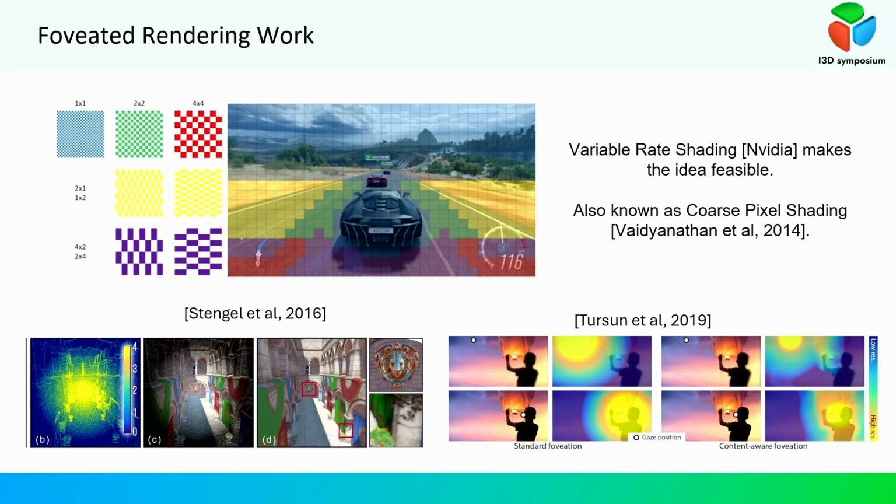Existing work on this includes variable rate shading, which is what allows us to do lower resolution rendering in specific parts of the screen to begin with, followed by work by Stengel et al., which tries to make the falloff from the fovea to the periphery much more accurate to the human visual system. Then Thurston et al. improved upon this a step further by adding luminance conditions into the equation.